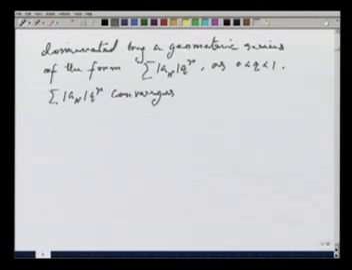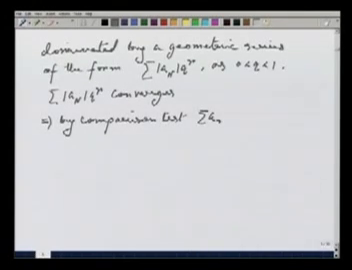Okay. Then by comparison test, summation an converges. Okay. So it is just a simple application of the comparison test. But what is fundamental here is that q lies between 0 and 1.